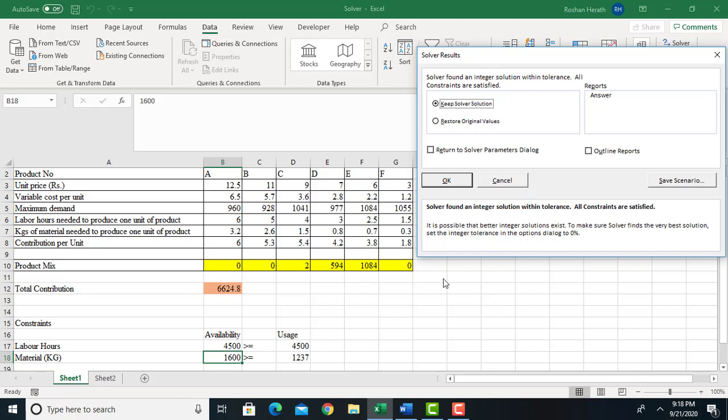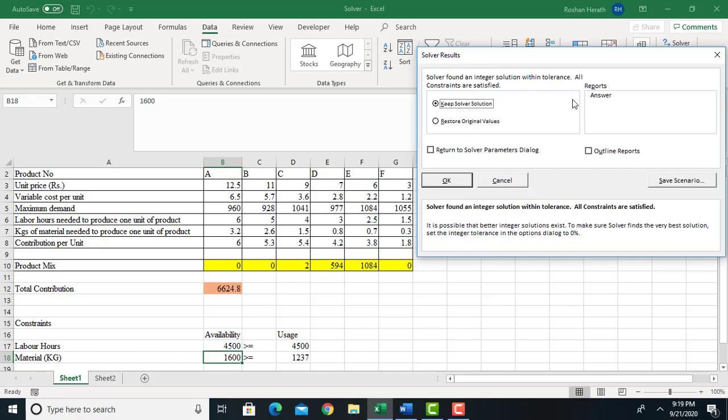So therefore, in a situation like this, you should produce 2 units from C, 594 units from D, and 1084 units from E. That is your optimum product mix. Then it asks you, do you want to keep this solver solution, or do you want to still keep the original values which we have entered earlier? So obviously we want to keep the solver solution, and that's what we are looking for.